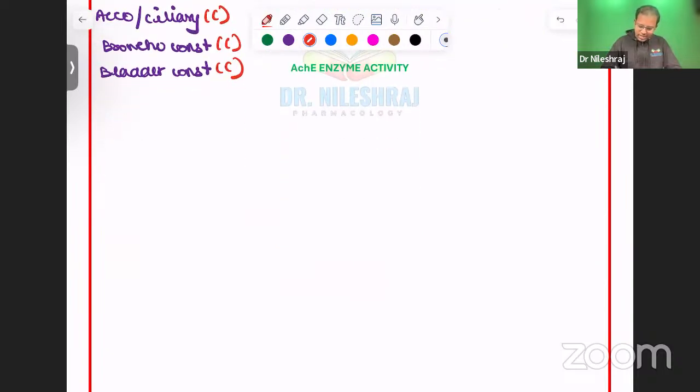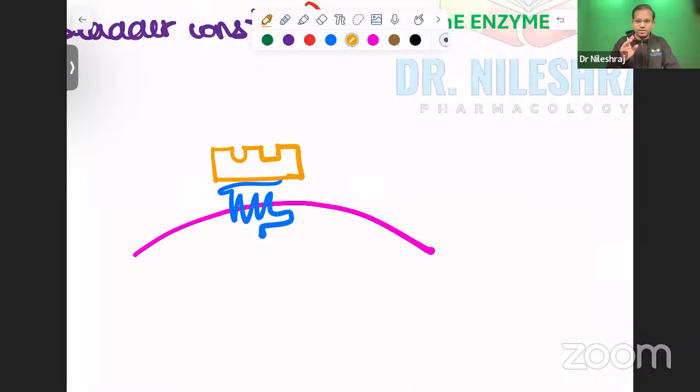Moving on to the next one, acetylcholinesterase enzyme activity. See, acetylcholinesterase is an enzyme which is responsible for the breakdown of acetylcholine. For example, consider any cell or any automatic organ. On the surface, we have this G protein coupled receptor, which are mostly muscarinic receptors, or it might be ionic channels. I'm just giving you an example of a G protein coupled receptor. Whenever acetylcholine is released, it will bind with muscarinic receptors. Acetylcholine will have two sites on its surface.